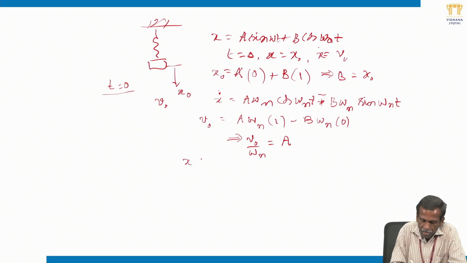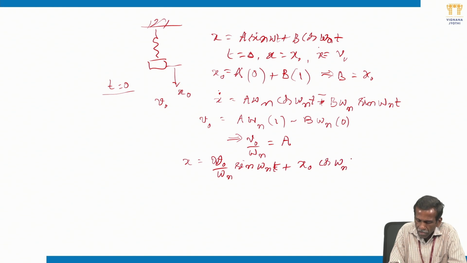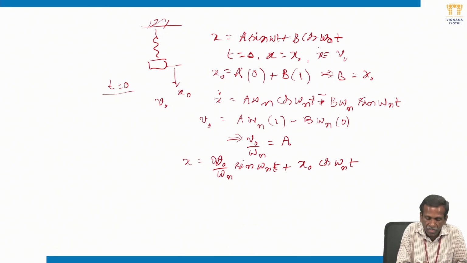So you can write the equation: x equals v naught by omega n sin omega n t plus x naught cos omega n t. So it's clear that this is another form. If the initial velocity you have given is v naught and displacement is x naught, then you can also represent this solution graphically.